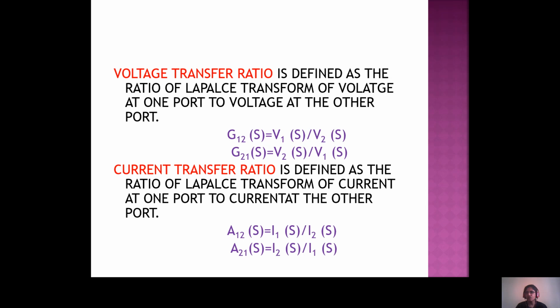So the voltage transfer ratio is defined as the ratio of voltage at one port to voltage at the other port. So it is voltage of the first port by voltage of the second port, or voltage of the second port by voltage of the first port. And the current transfer ratio is defined as the ratio of the current at one port to the current at the other port. So it is the current of the first port by current of the second port, or current of the second port by current of the first port.